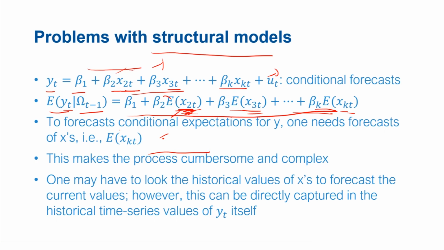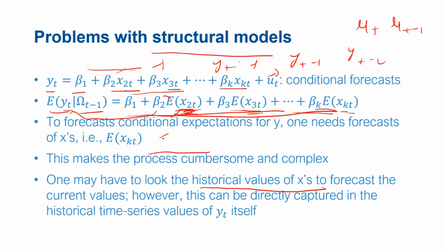This is a difficult part, and therefore one may have to examine the historical values of all these x's, maybe find some kind of mean or expected values. First you have to find their expected values, and then in turn you have to forecast the expected value of yt. However, rather than going through this cumbersome exercise, if you rely on a simple time series model of yt, by modeling through its own values like yt minus 1, yt minus 2 and the white noise information shocks mu t's that have arrived currently and previously, you can very easily model yt without considering these values.